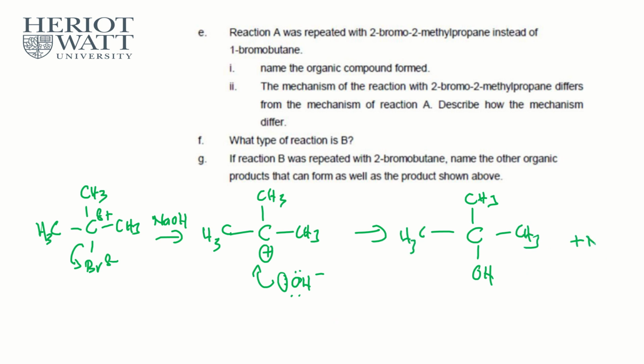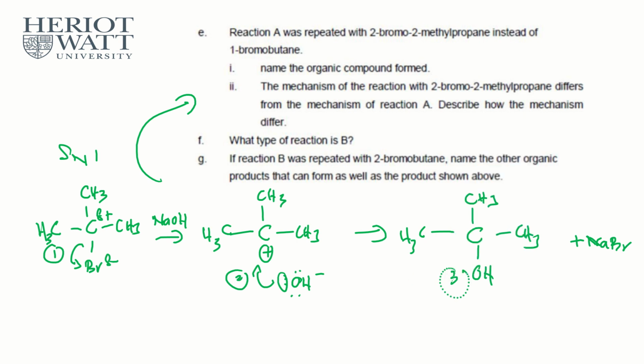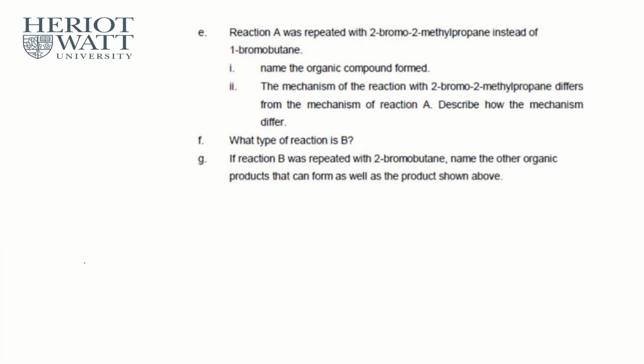Okay, and then of course the byproduct is NaBr, which is not important in the mechanism. This is SN1. So this is the answer for E part 2, right? The curly arrow again, guys, 1, 2, and the product 3, and all the dipoles and the lone pairs are all given marks. Okay, so this is the answer for E part 2. Let me erase that. Moving on to F.